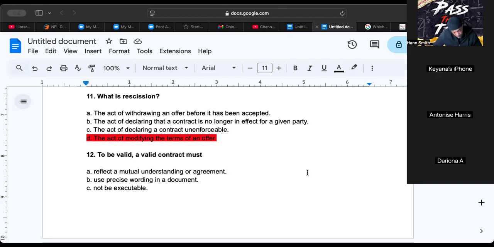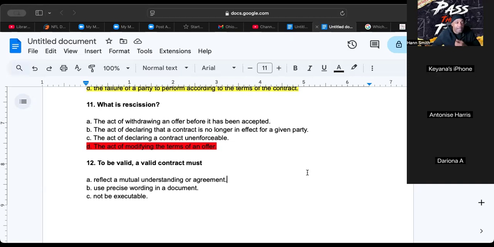I think it was C, something about declaring the contract unenforceable. So I said, what is rescission? The act of withdrawing an offer before it's been accepted. The act of declaring a contract is no longer in effect for a given party. The act of declaring a contract unenforceable. We need to get rid of one of those. Yeah, I think you can get rid of C. All right, get rid of C.